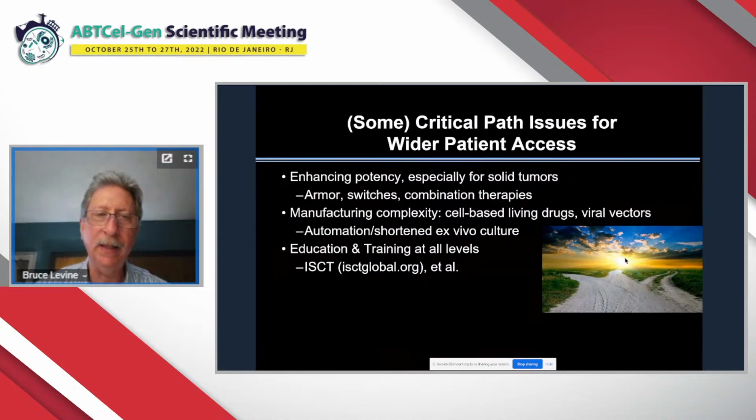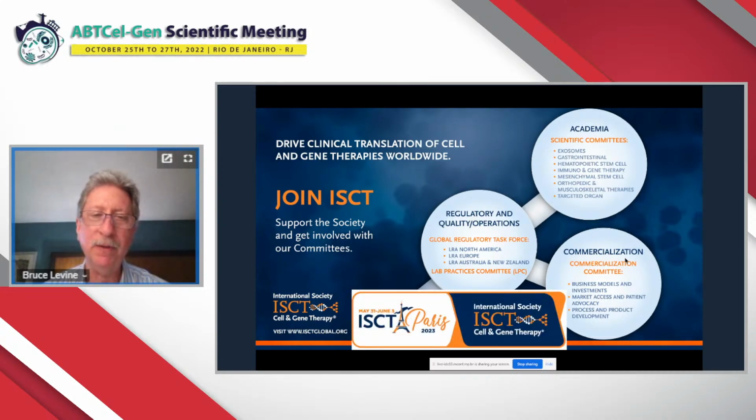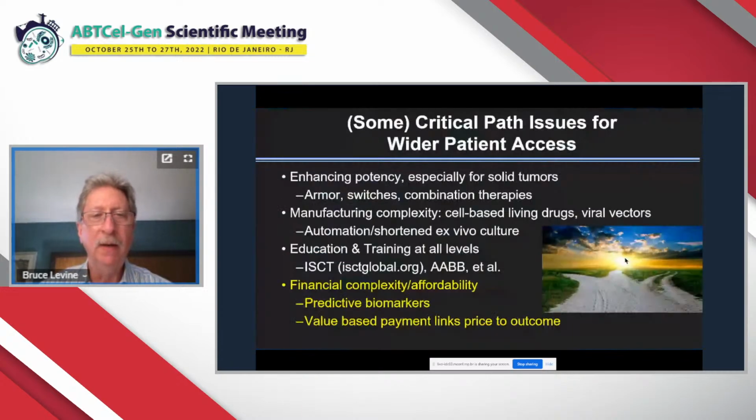Patricia talked to you about IACT. I'll remind you that IACT is built on 3 pillars: a scientific pillar, a regulatory and quality operations pillar, and a commercialization pillar. And much like the Rosetta Stone, to be able to translate, you need to be proficient. You need to know the language of all of these. And please join us in Paris, May 31st to June 3rd, 2023. Finally, we need to recognize that these therapies are financially complex and work on affordability by integrating predictive biomarkers and value-based payment that links price to outcome.